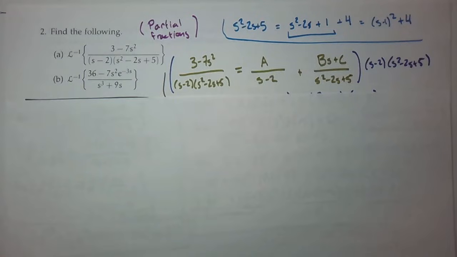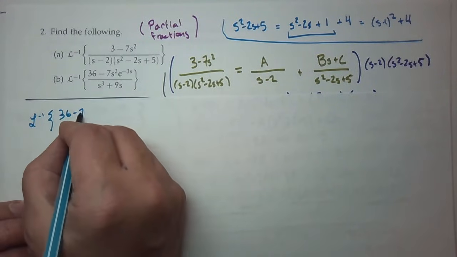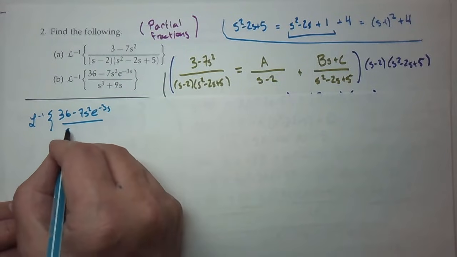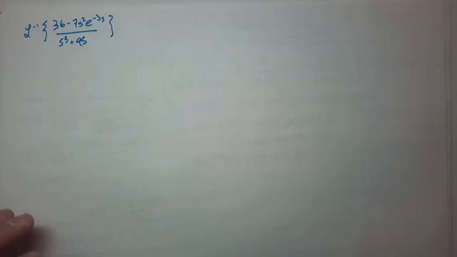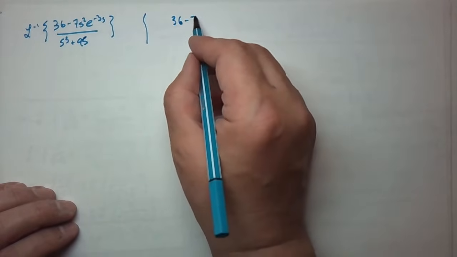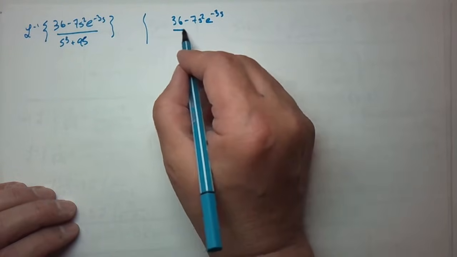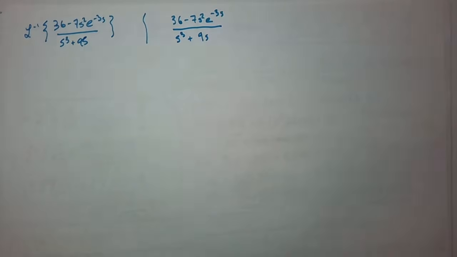So, part B, the inverse Laplace of 36 minus 7s squared e to the minus 3s over s cubed plus 9s. I'm writing it down so that we have it for reference. That's an S downstairs. That's not a 95. All right. So the first thing, before you tackle, you say, okay, I got to do some partial fraction action. So we write it down. 36 minus 7s squared e to the minus 3s, s cubed plus 9s. Are we ready to do partial fractions?